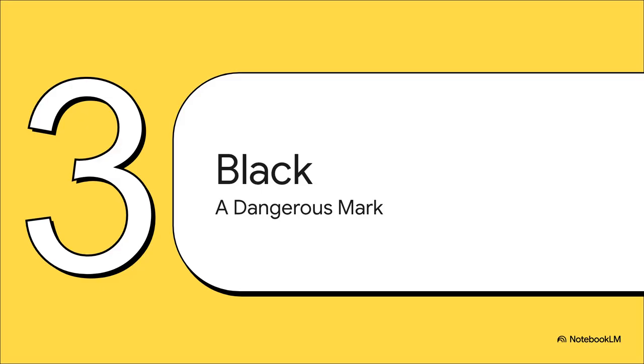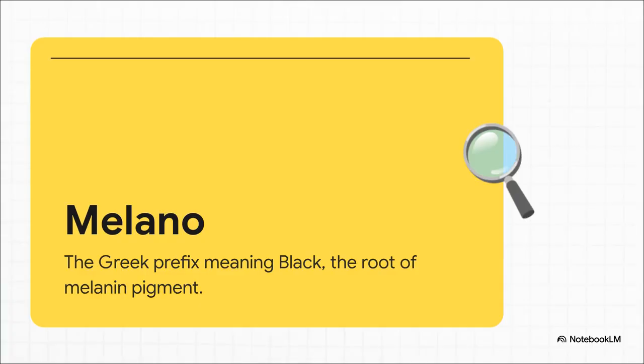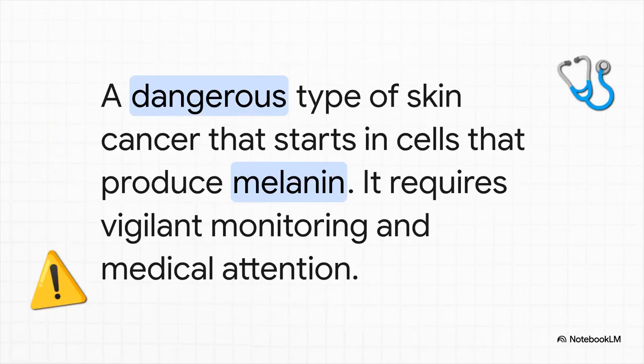Okay, now we need to shift our tone just a little bit, because the next color we're going to talk about, black, is associated with one of the most serious health conditions there is. So the prefix is melano, which comes from the Greek word for black. This is the root you see in melanin. That's the pigment that gives our skin, our hair, and our eyes their color. And that brings us to this incredibly important word, melanoma.